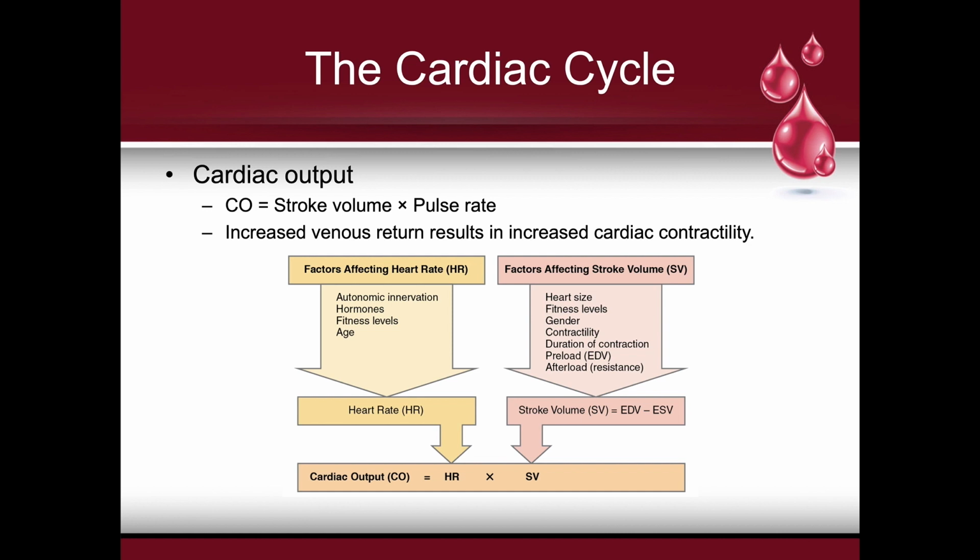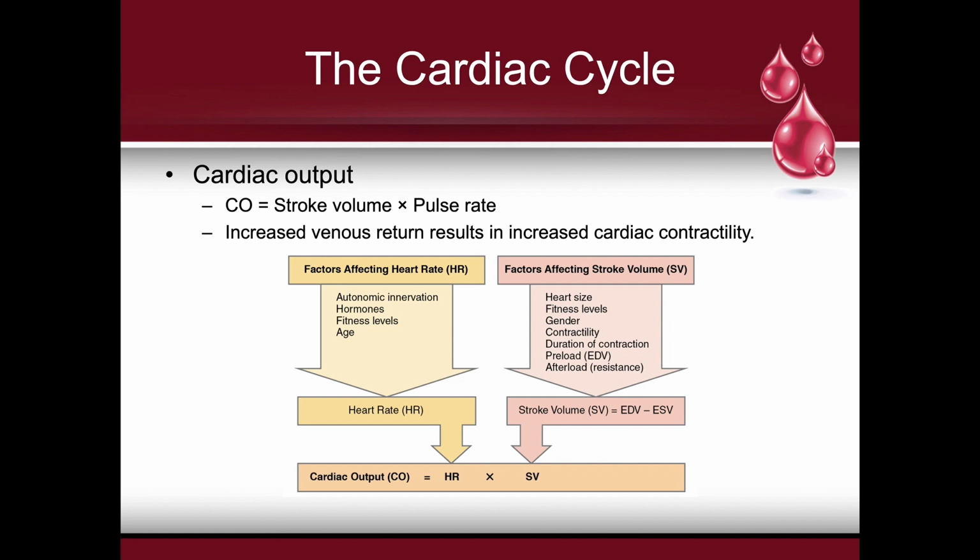Cardiac output is expressed in liters per minute, and cardiac output, as we know, equals stroke volume times the pulse rate. So stroke volume, the amount of blood pumped with each beat, times your pulse rate is your cardiac output. So your cardiac output is the amount of blood pumped in a minute. That's what cardiac output is. Your stroke volume, your pulse rate, or both also affect your cardiac output.